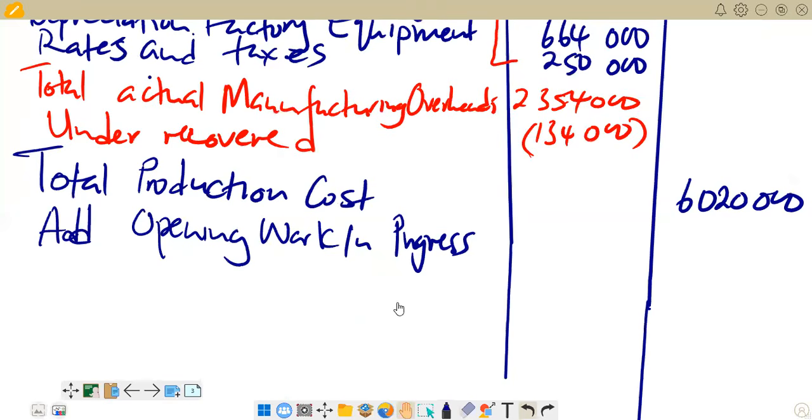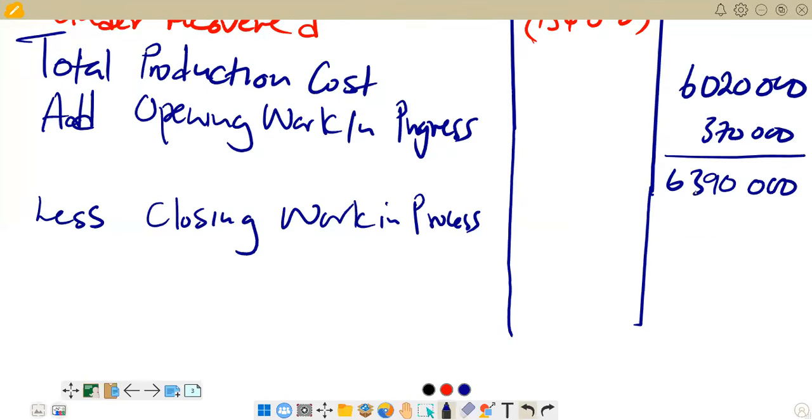So we come here, opening work in process. Remember the figure that we got there is 370,000. So we have here 370,000. We add it to this one, and the total that we are supposed to get there is 6,390,000. So after adding there, the total that we get is 6,390,000.